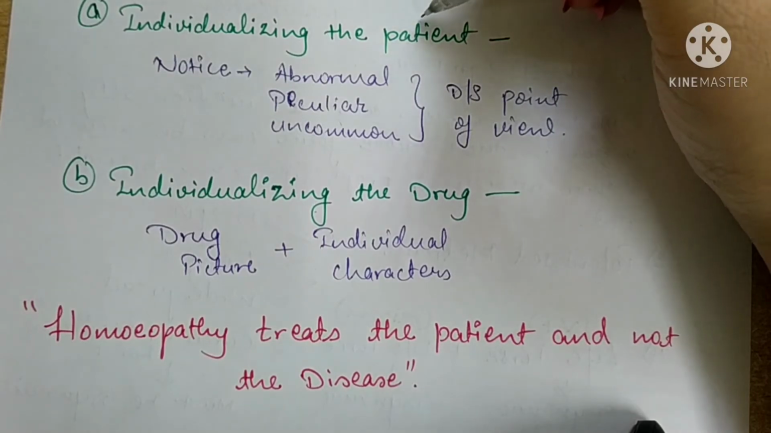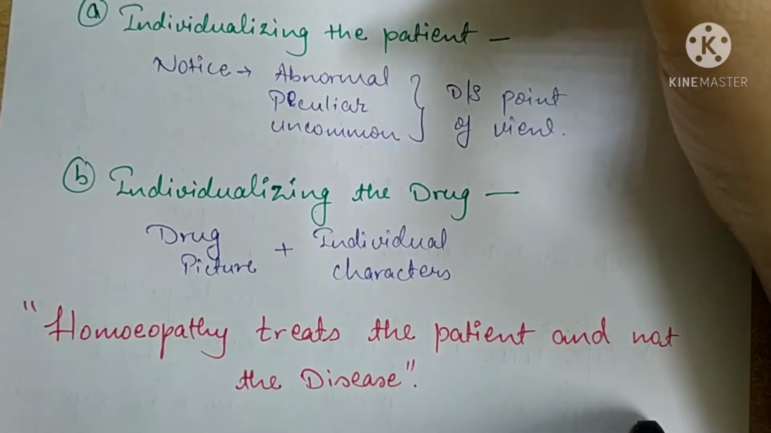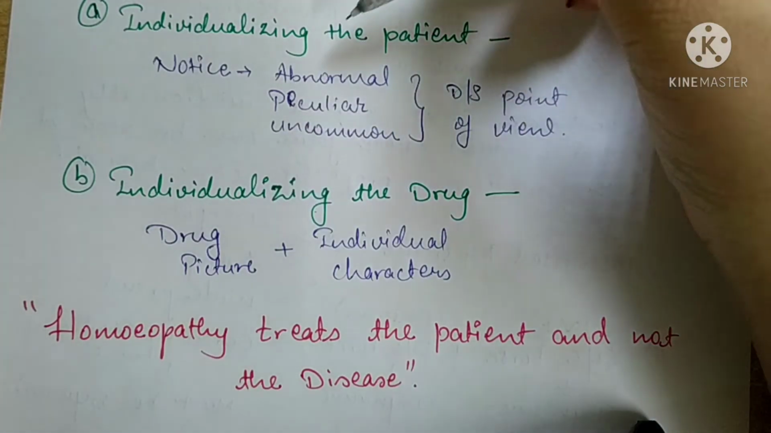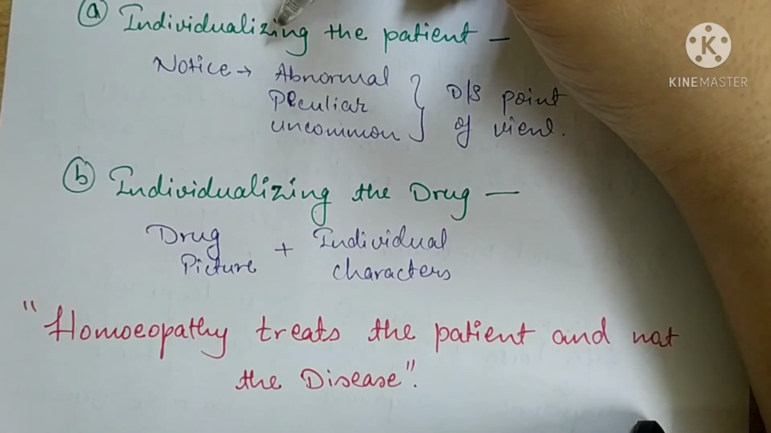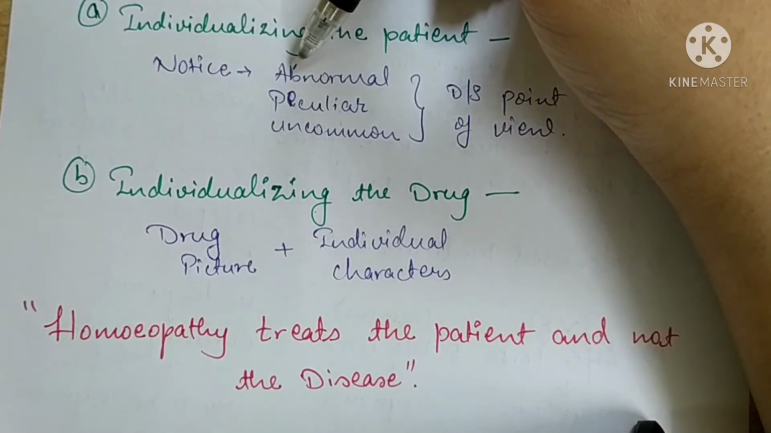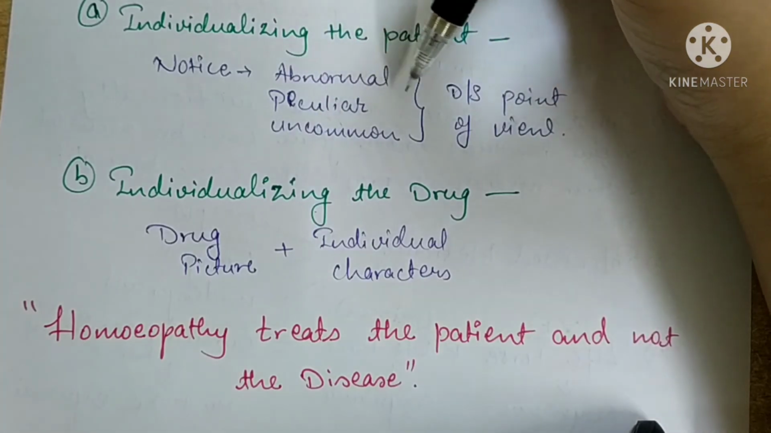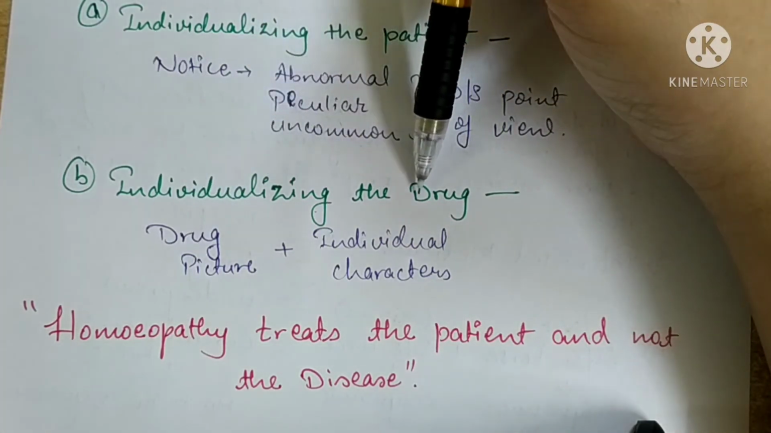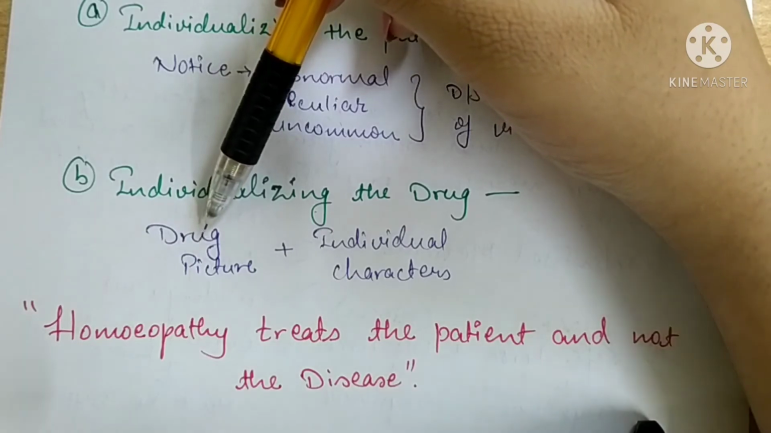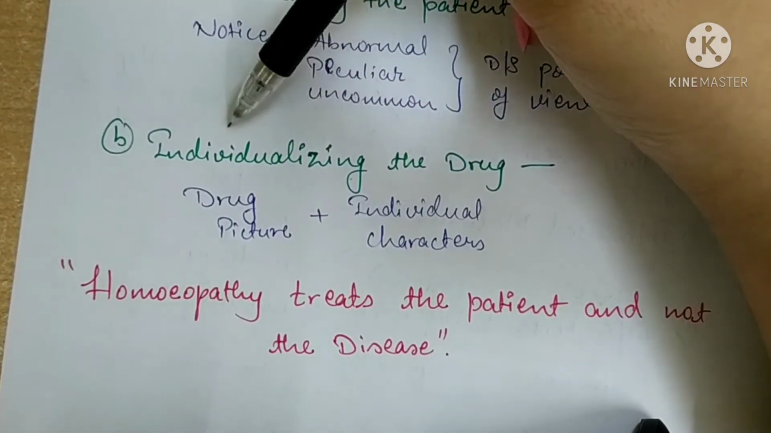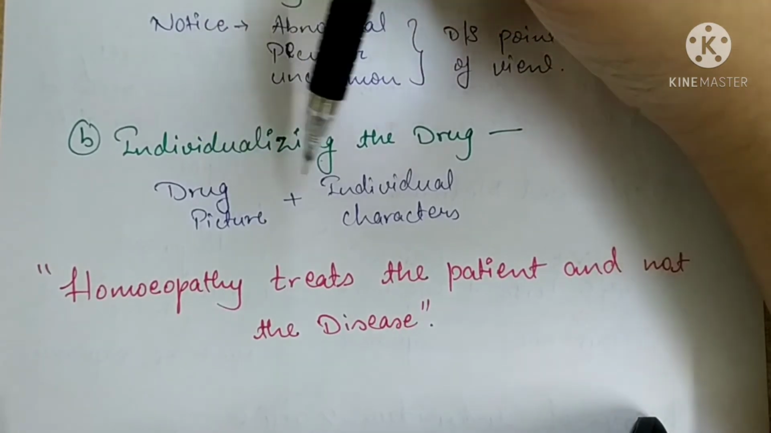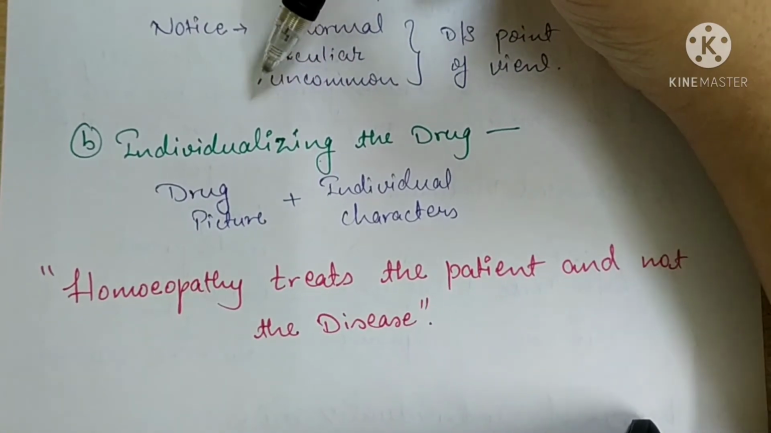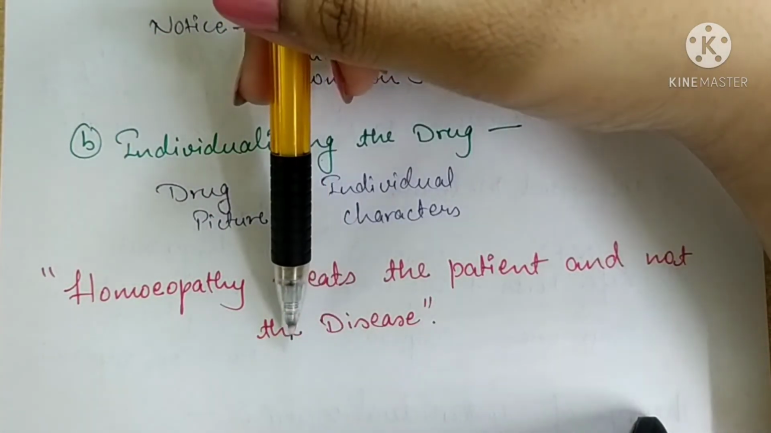We should individualize the patient as well as the drug. We should see that every individual is different and every drug is different in itself. By proper observing and case taking, we should notice the abnormal, peculiar and uncommon symptoms, from the disease point of view, in the patient. And individualization of the drug means the drug picture and the individual characters. We have to see the similar drug picture and the similar individual characters, so that we can give the proper simillimum to the patient. And homeopathy treats the patient and not the disease.